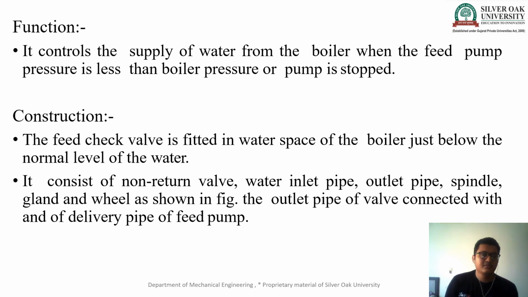The main thing is we have to maintain the minimum or normal level inside the boiler, otherwise the boiler goes into explosion or overheated parts. So it consists of the non-returning valve, water inlet pipe, outlet pipe, spindle, gland and wheel. What is the function of the gland? We are using the gland to prevent leakages. We also use the gland in the steam stop valve, and now we are using the gland in the feed check valve as well. The outlet pipe of the valve is connected with the delivery pipe of the feed pump.